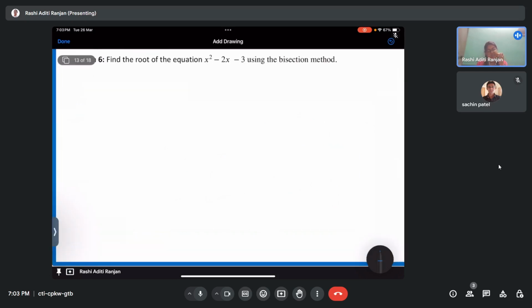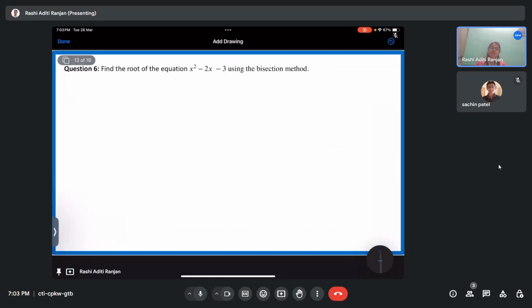Okay, so question number 6 says: find the root of the equation using the bisection method. This is also a very easy question. You can compute the root analytically. Okay, let us not compute analytically now; we'll compute analytically at a later stage. First, we'll try to compute it numerically.